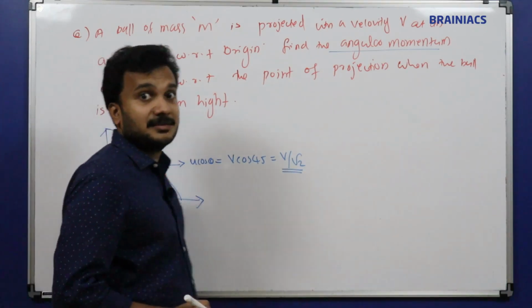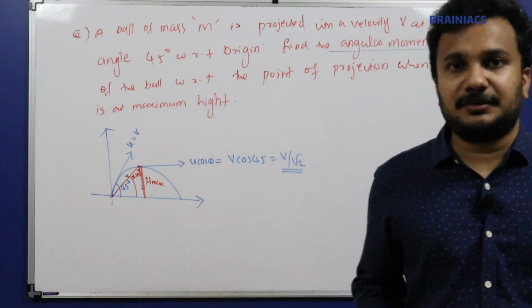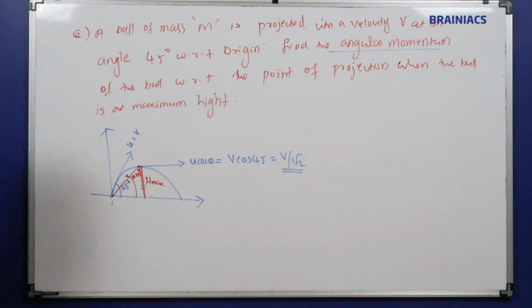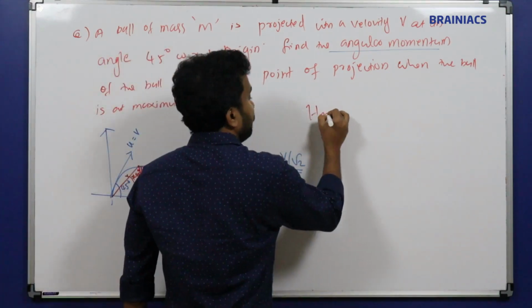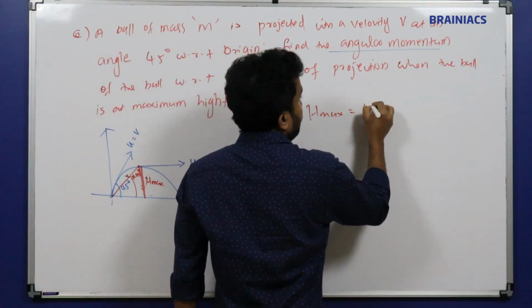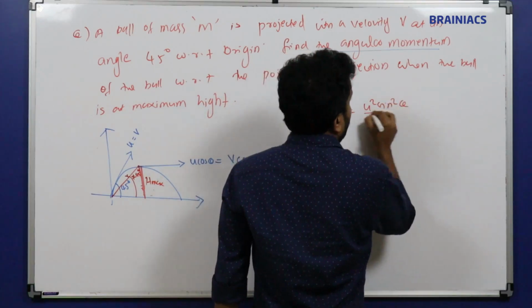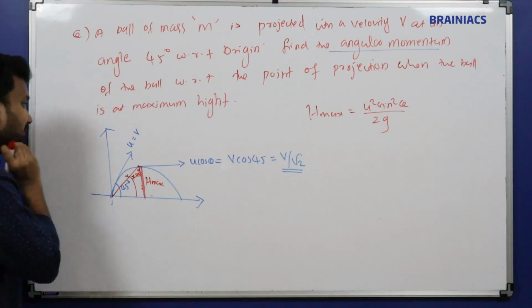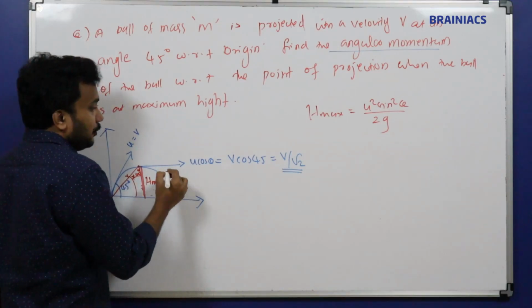So this is H max, the maximum height of projection. What is the maximum height of projection? H max is u squared sine squared theta by 2g. This is the maximum height, so the maximum height will be equal to r.